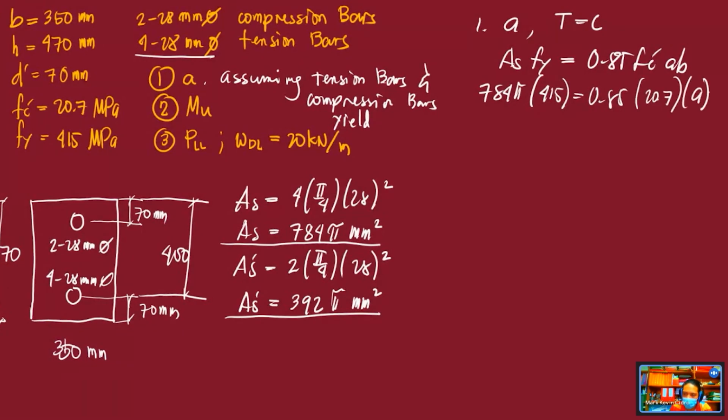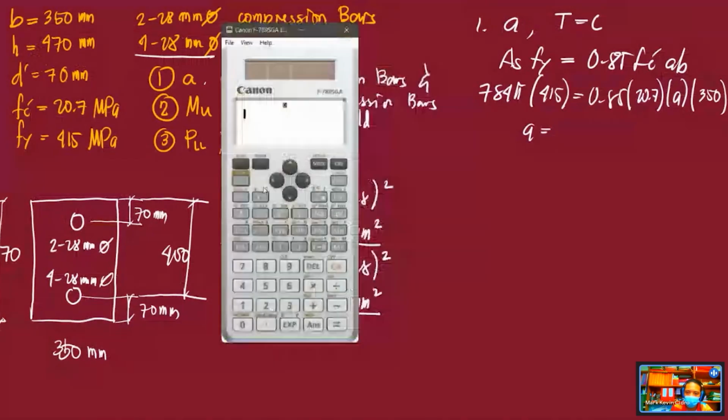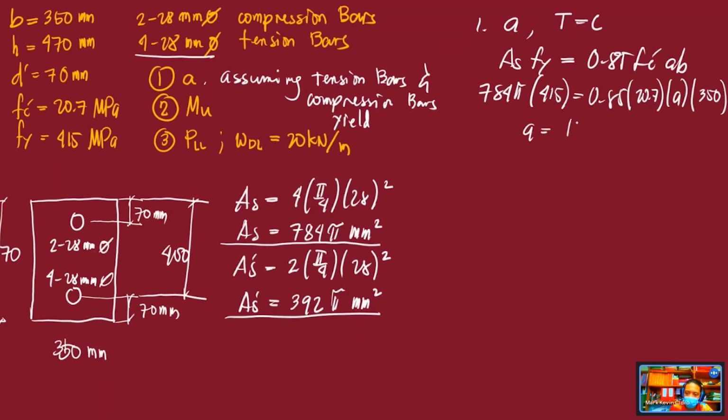multiplied by a, that's the unknown, multiplied by b. Let me erase again. 0.85 multiplied by fc prime, which is 20.7, multiplied by a, multiplied by b, which is 350. So you can solve for the value of your a. That is 165.98. Did you get the same answer? Yes, sir. This is in mm.